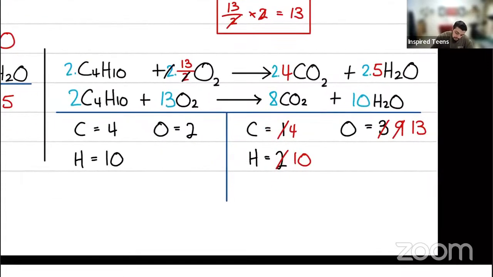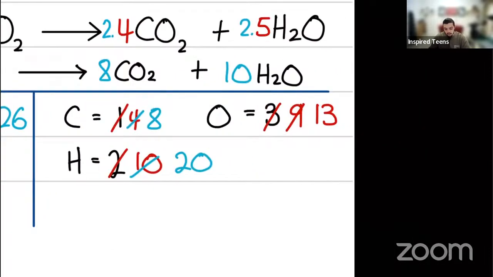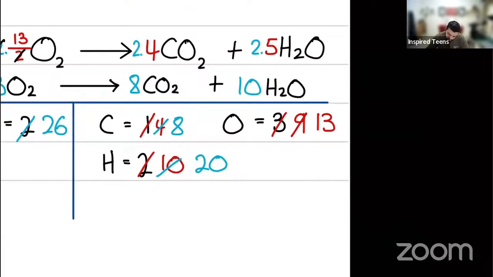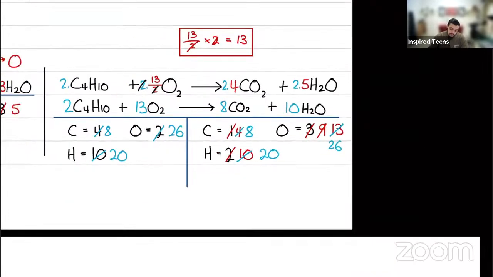If we count it up, on the left-hand side, we have 8 carbons. On the right-hand side, we also have 8 carbons. Hydrogens on the left-hand side, we have 20. Hydrogens on the right-hand side, we have 20 as well. Oxygens on the left, we have 13 times 2, which is 26. And oxygens on the right-hand side, we have 16 plus 10, which is 26 as well. And everyone is happy and everyone is balanced. Carbon is balanced, hydrogen is balanced, oxygen is also eventually balanced.